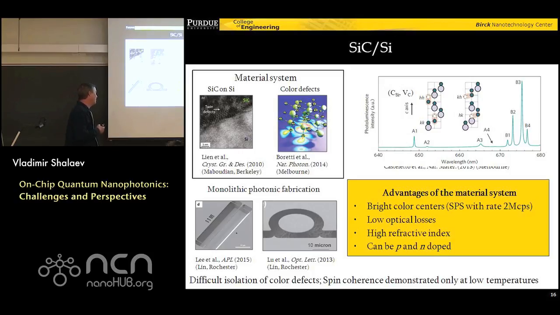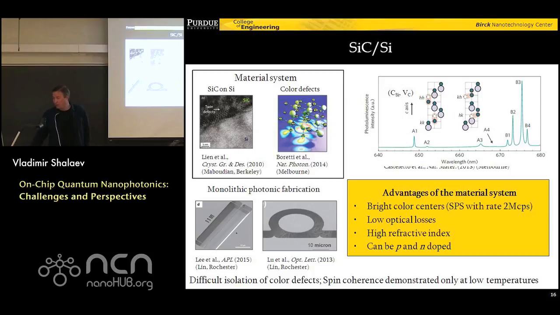In terms of challenges, it's difficult to isolate these color centers in silicon carbide. Basically, you have them randomly, and you start working with them, but you would like to deterministically place your color center in any position you want. Also, as for spin coherence, which I emphasize is so important, it has been demonstrated only at low temperatures. You would like to have long spin coherence time at room temperature. Losses are relatively low. It's high refractive index, which is very important. And it can also be doped, both P and N doped. So those are all advantages, but there are also some challenges.